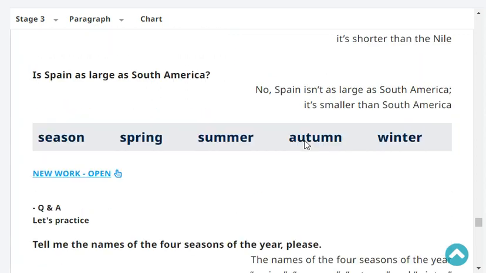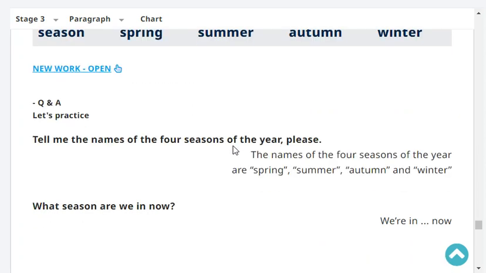Is Spain as large as South America? No, Spain isn't as large as South America. It's smaller than South America. Very good. Tell me the names of the four seasons of the year.